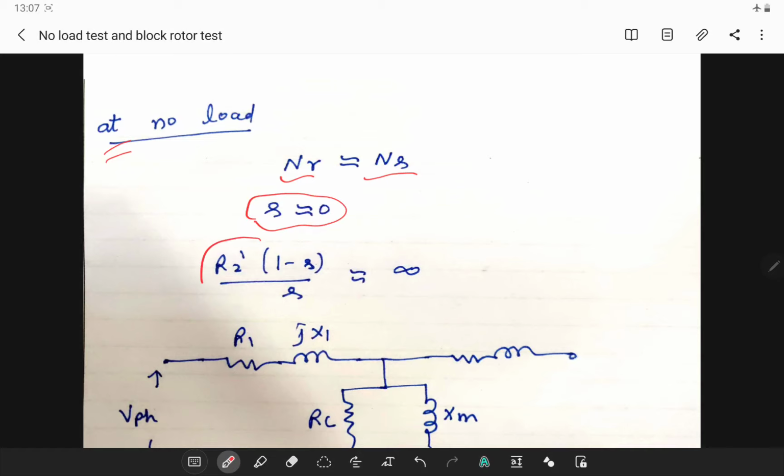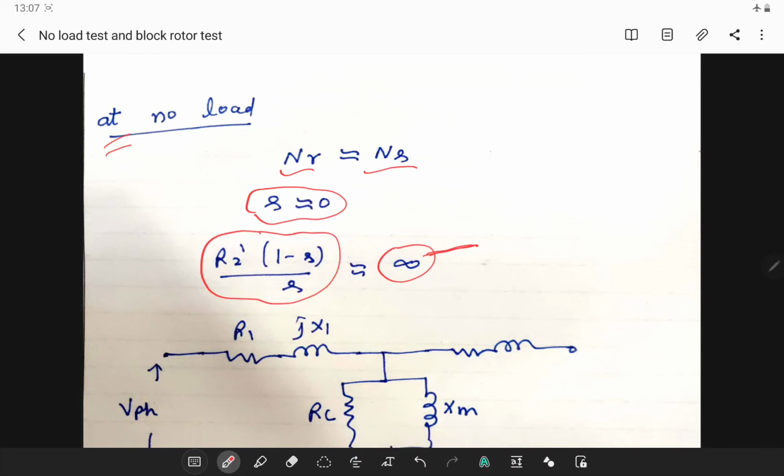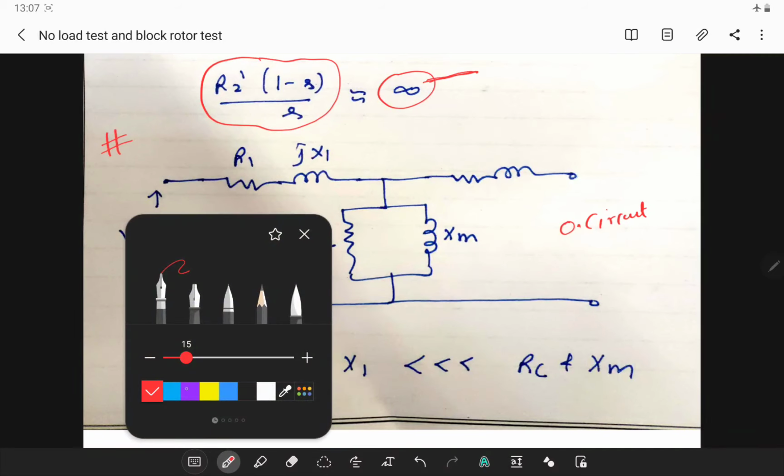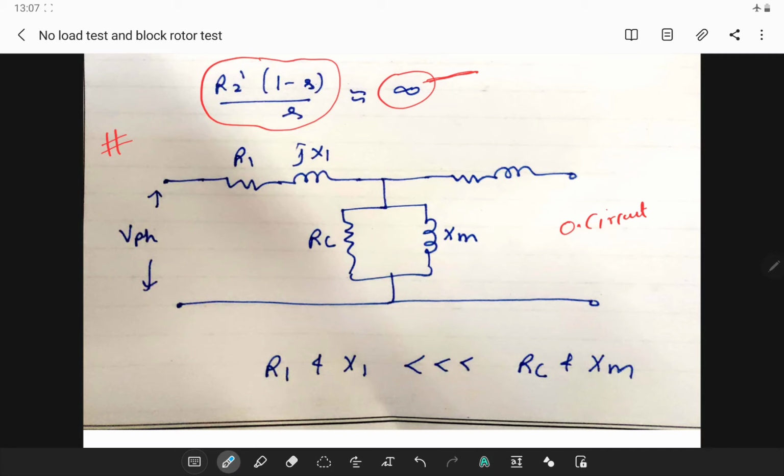So I can say that the mechanical equivalent resistance term will be equivalent to infinite, and if this is infinite, then I can remove that part, that is, it is open circuited. So I can open circuit that output resistance in the electrical equivalent circuit. Moving further, you can see there will be no current flow in this R2 dash and jX2 dash, so I can further remove these two terms from here.